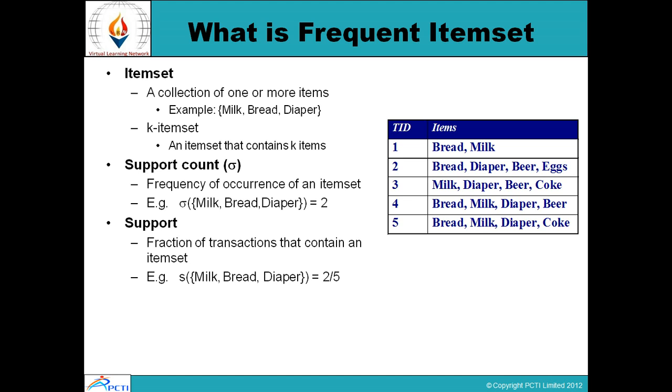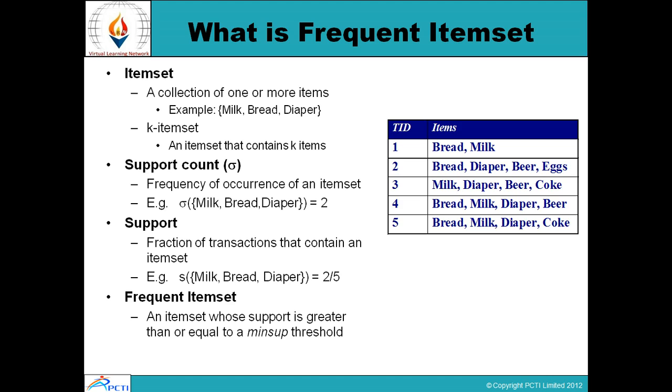Support is the fraction of transactions that contain an item set. Like milk, bread, diaper, its support is 2 by 5. So basically, the frequent set is an item set whose support is greater than or equal to a minsup threshold.